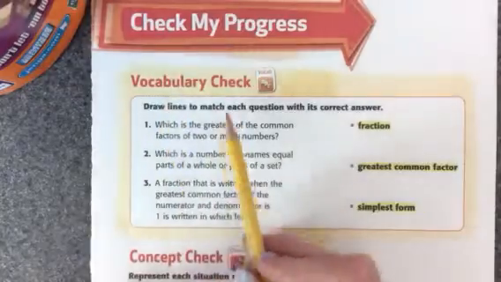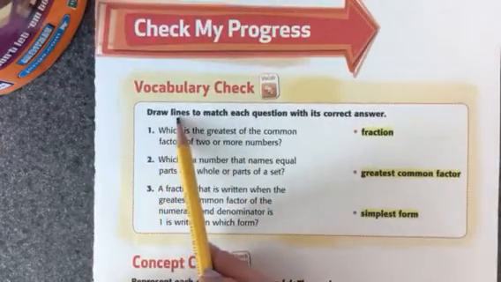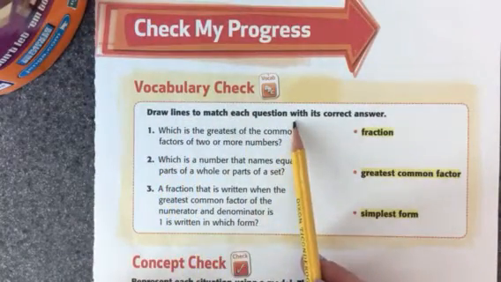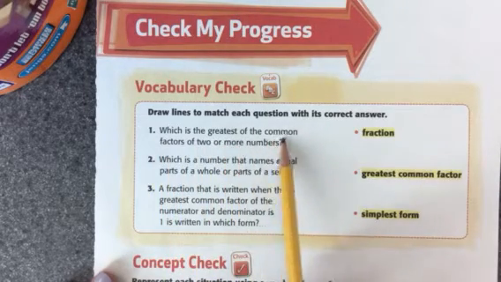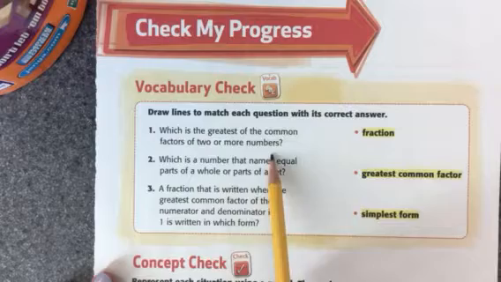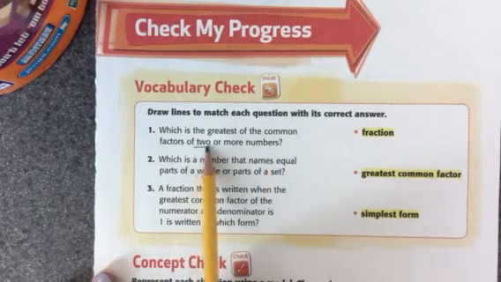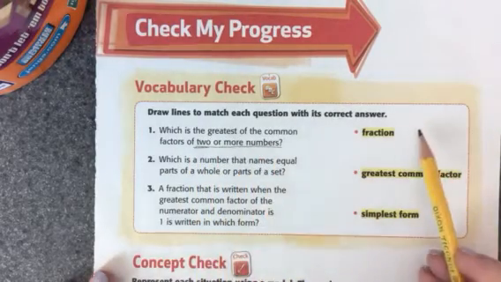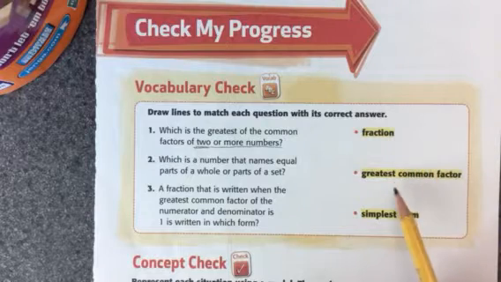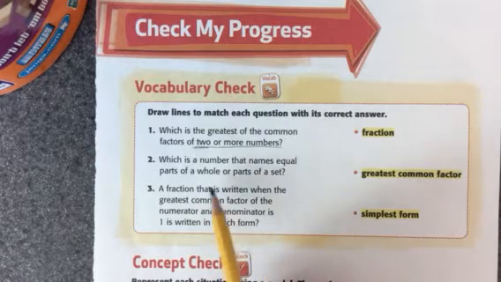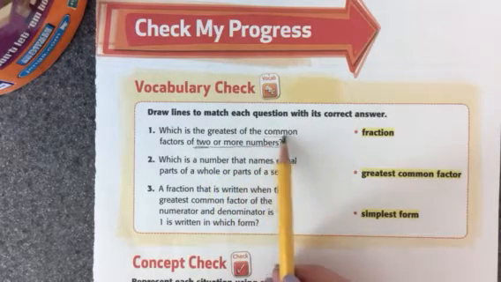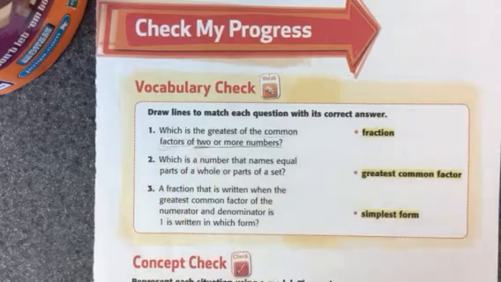Let's look at the vocabulary check first of all. We're going to draw lines to match each question with its correct answer. So number 1 says, which is the greatest of the common factors of 2 or more numbers? If we're doing 2 or more numbers, do we call that a fraction, a greatest common factor, or simplest form? You'll draw a line to match. Okay, remember we're talking about common factors. That is a big clue.